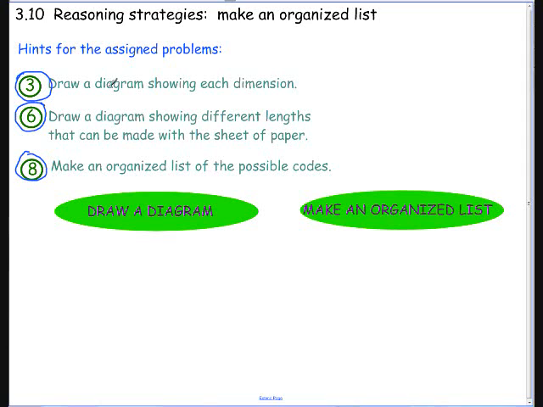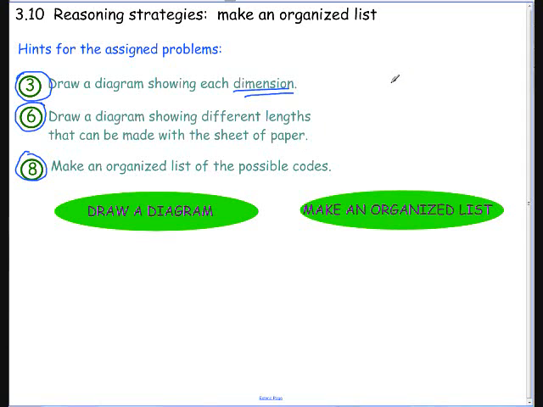Number 3. Draw a diagram showing each dimension. Number 6. Draw a diagram. Getting familiar. Showing different lengths that can be made with a sheet of paper. Oh, that's such an interesting problem.